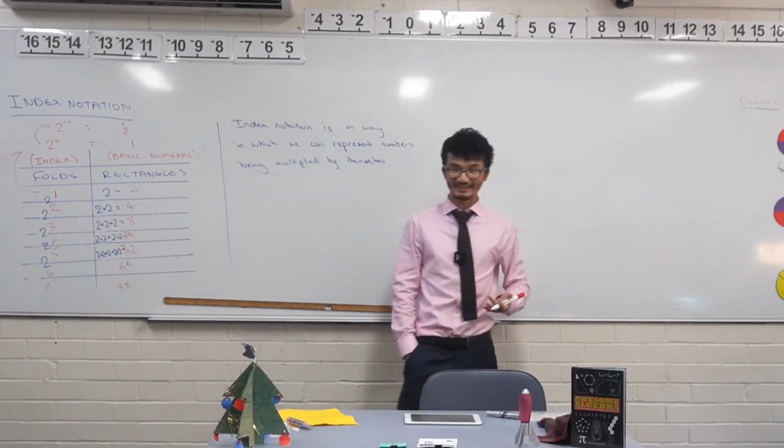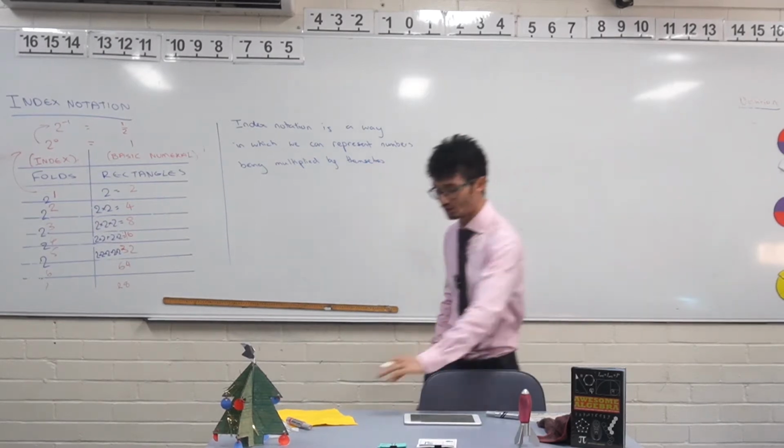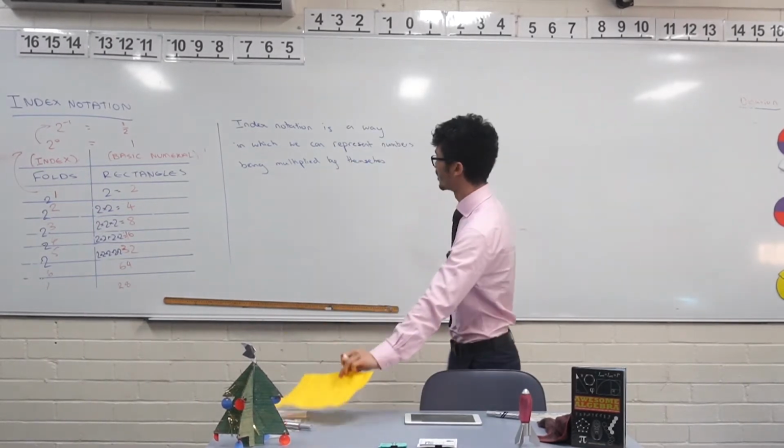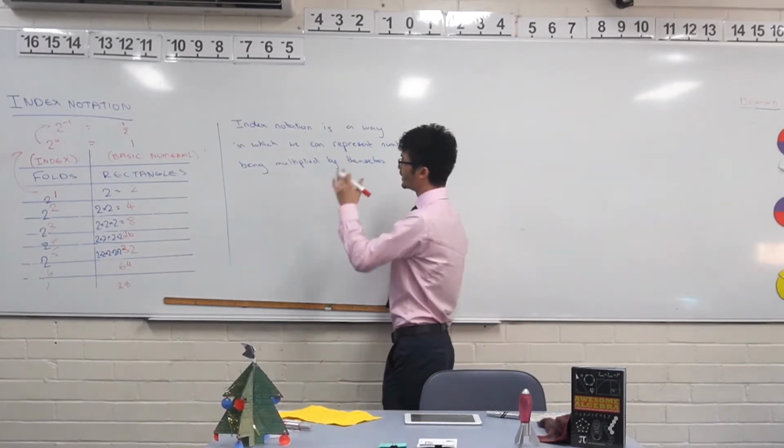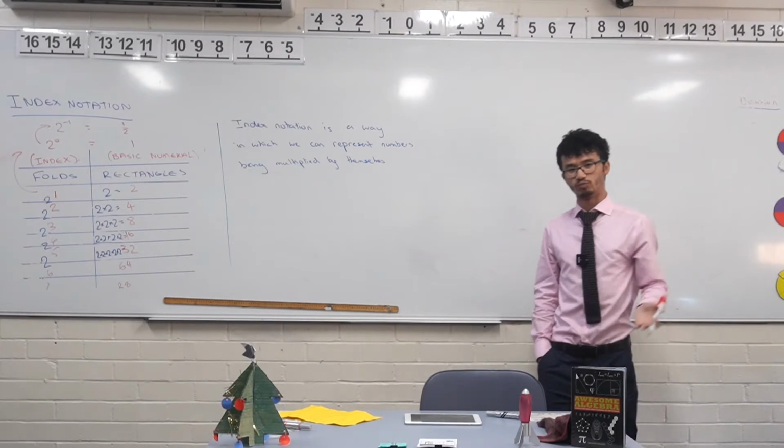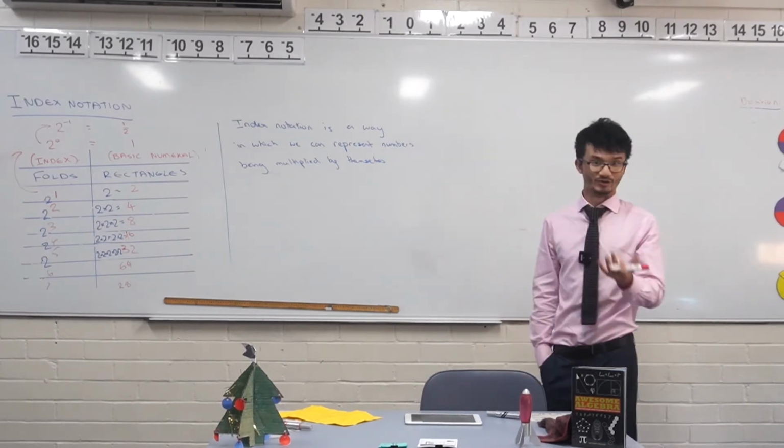So hopefully that's a bit of a taster in terms of what index notation actually looks like visually. Well, what about the mathematical representation? It's just another way of representing numbers being multiplied by themselves. Now, why would you want that, you may ask?